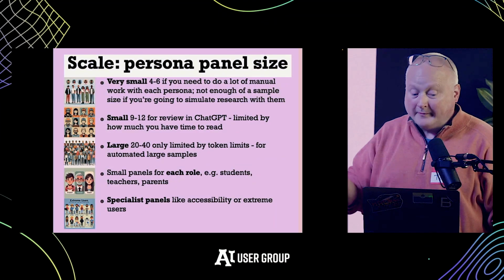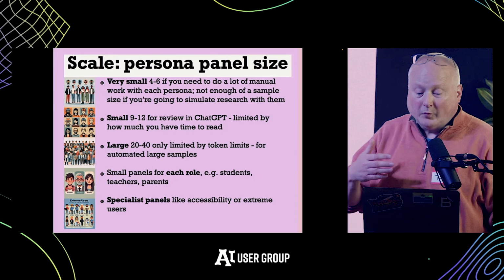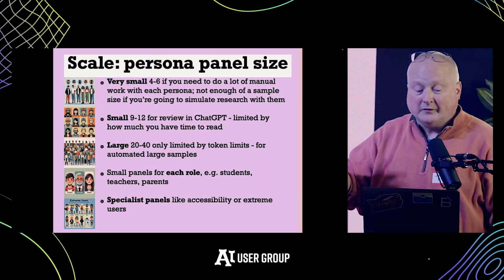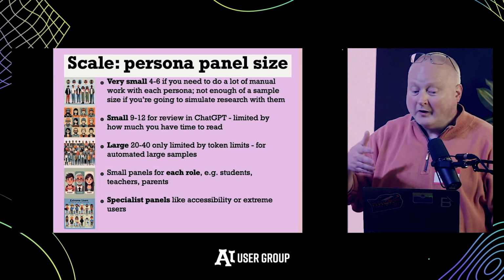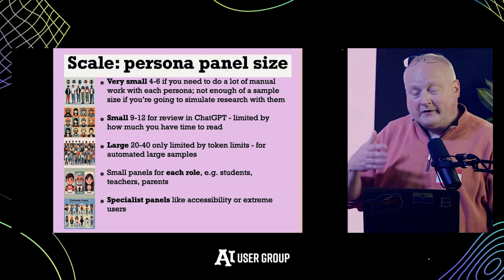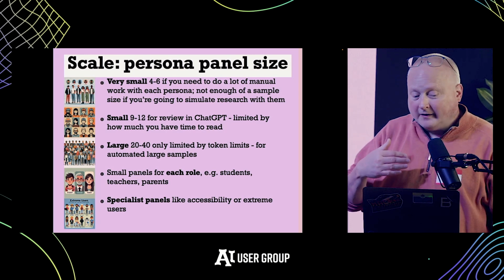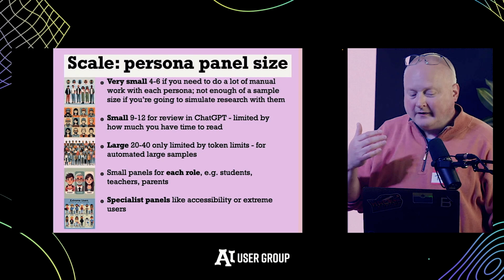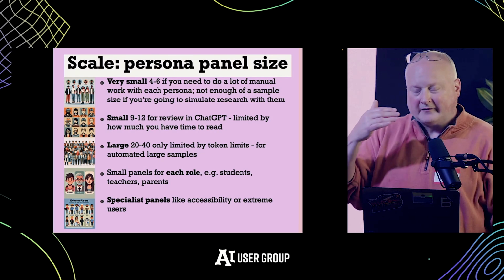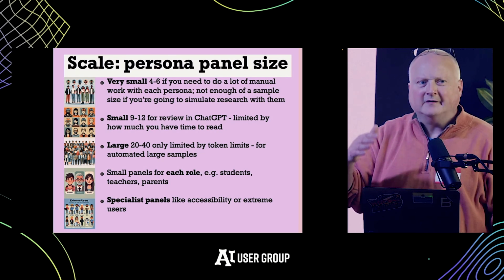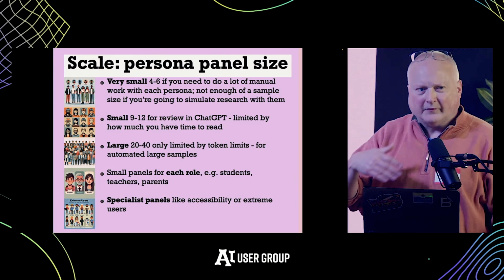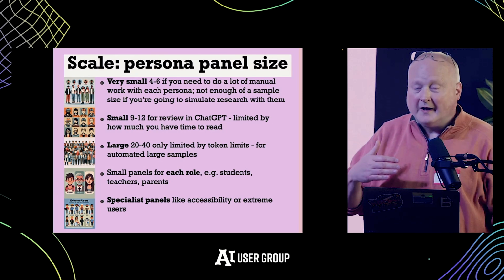I think a relatively small scale within ChatGPT is 9 to 12. I'd recommend more rather than fewer, because more gives you a chance to not miss things. You really want to understand different parts of your audience, and getting 12 representatives will give you a lot more viewpoints. I call it a small scale because it's the largest size where you can still read every detail each persona had to say. But you can still do that with 12.